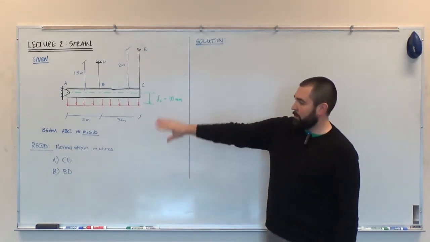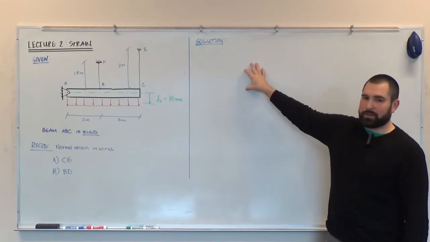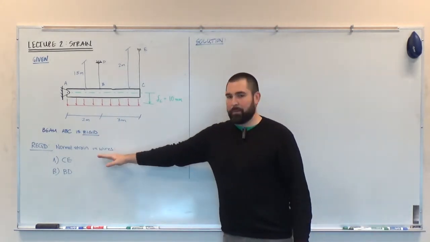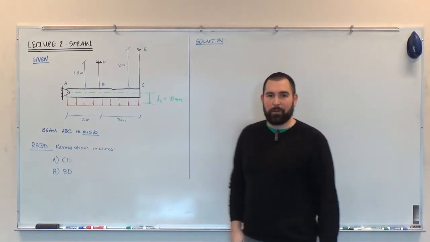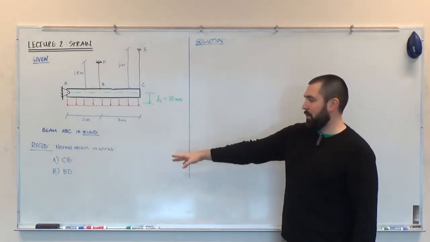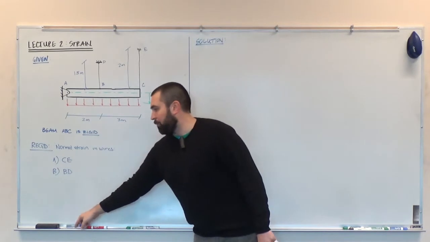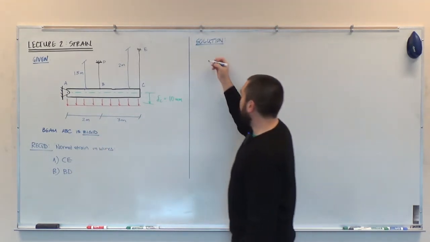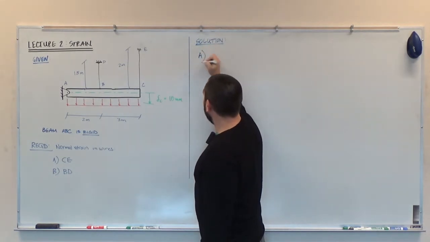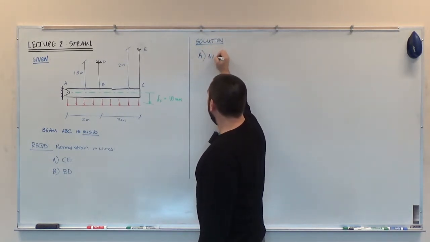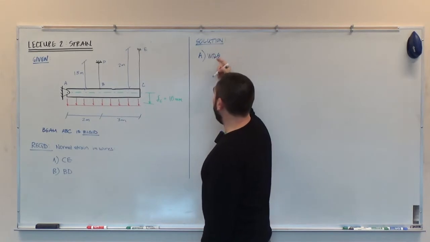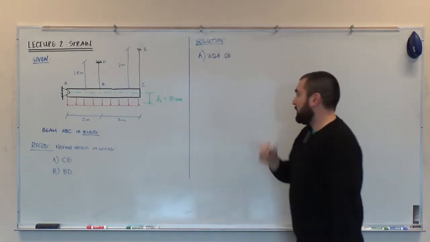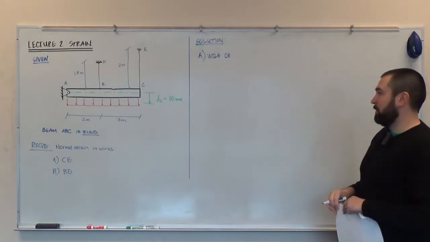So I've set this up, given and required. Our solution is where we're going to start right now. Just like you see in the required section, I've split it up into two different subparts to help guide the reviewer. Part A is for wire CE, so I'll mimic that and have the same heading over here in my solution section. We'll be solving first for the average normal strain in wire CE.